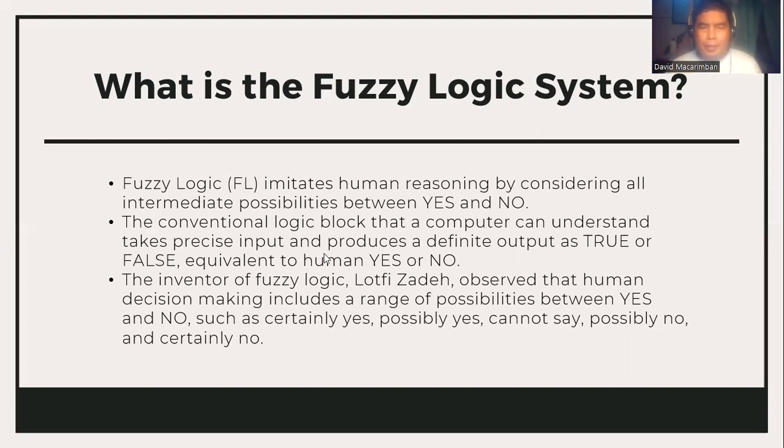The conventional logic block that a computer can understand takes precise input and produces a definite output as true or false, equivalent to human yes or no. The inventor of fuzzy logic, Lotfi Zadeh, observed that human decision making includes a range of possibilities between yes and no, such as certainly yes, possibly yes, cannot say, possibly no, and certainly no.